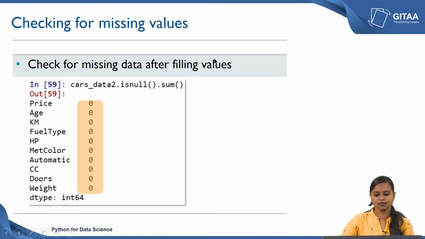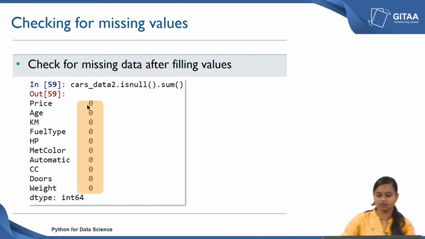So, let us check for the missing data after filling in all the values using the isnull.sum function that has to be applied onto the data frame. In the data frame cars underscore 2, check whether there are any missing values. If there are any missing values, get the sum of it under each column. That is what the function describes.